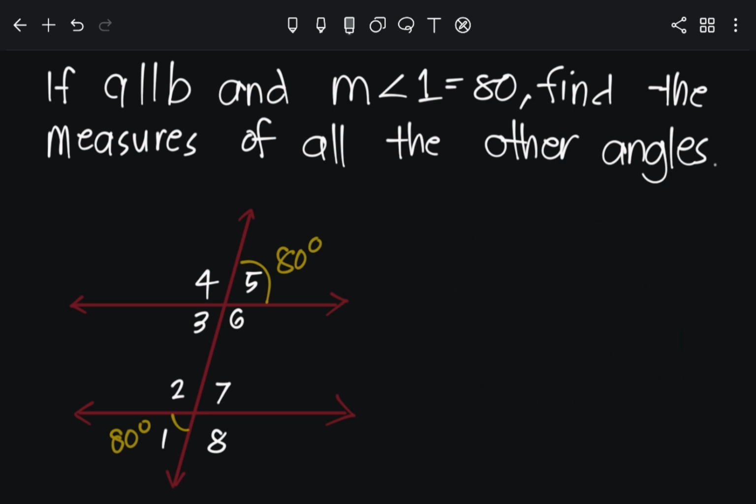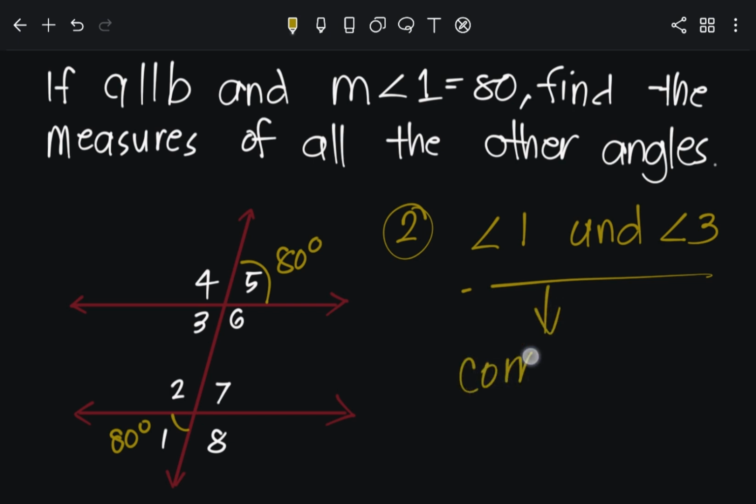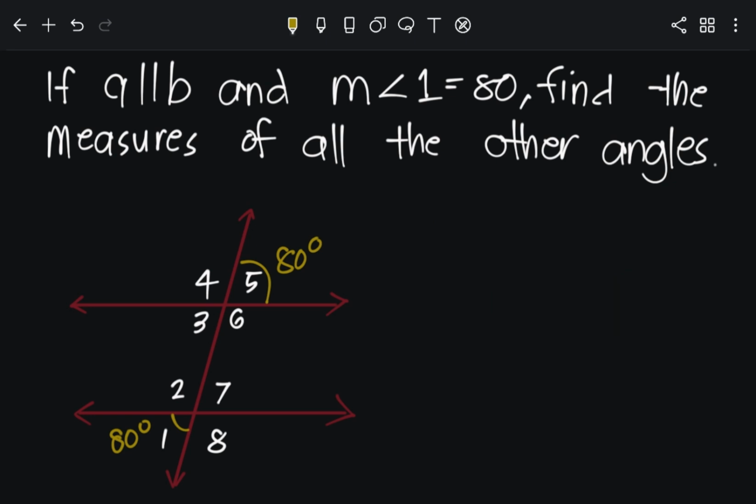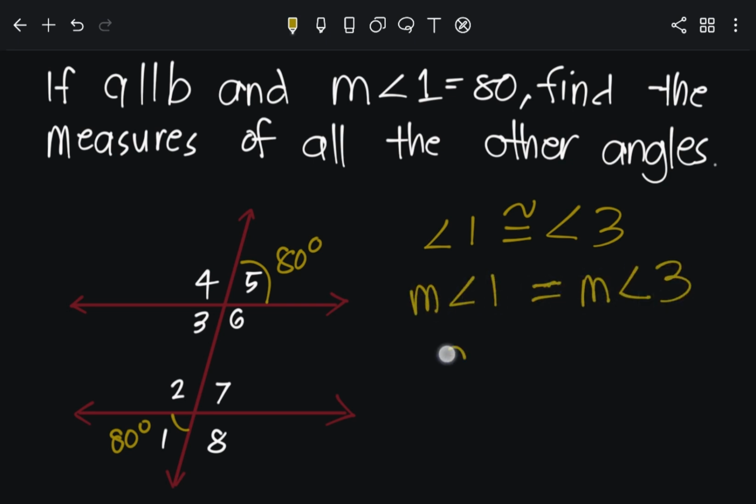Next, after solving angle 5, let's move on to another angle related to angle 1. Angles 1 and 3 are corresponding angles. Therefore, angle 1 is congruent to angle 3. Since they are congruent, they also have the same measure. So the measure of angle 1 and the measure of angle 3 is 80 degrees.